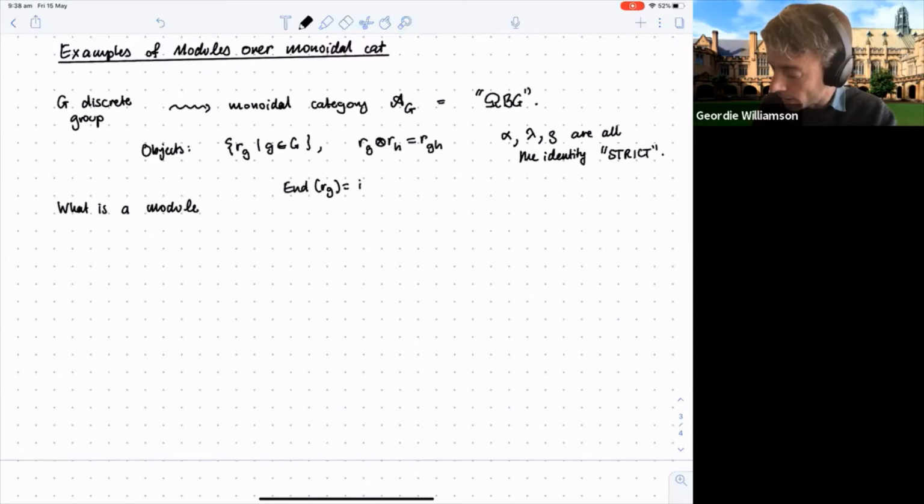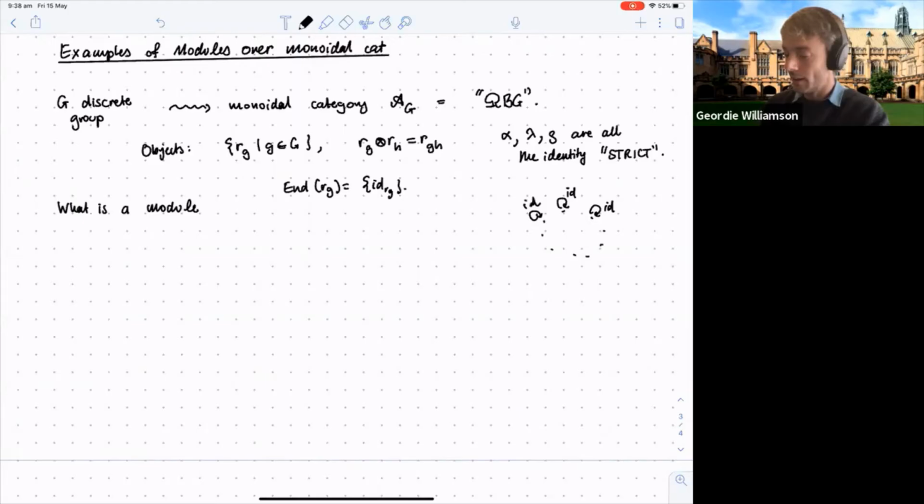All morphisms of the identity. So End(RG) is just a single identity of RG. Okay, so you can imagine this is just, as a category, a whole lot of points with no interaction. Sorry, I totally forgot the line that says that there's no interaction.